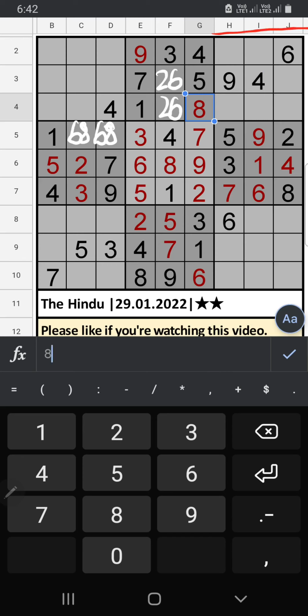Third grade, we have 4. So 4 can't come in these cells. Ninth row also we have 4, so 4 can't come in this cell, then 4 is confirmed here. 8th row and 9th row we have pair numbers 3 and 5. It can't come in these cells. It will come in any one of the cells, we will confirm later.